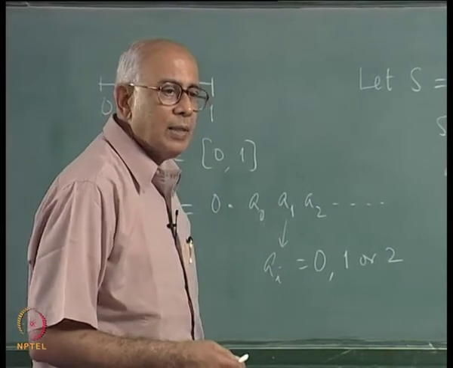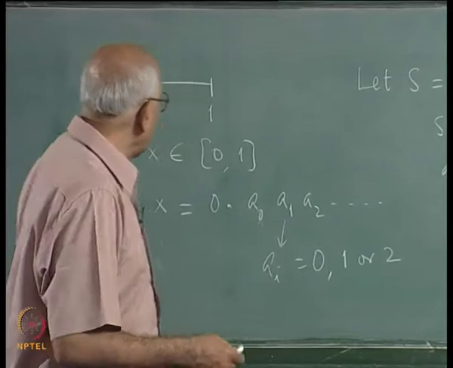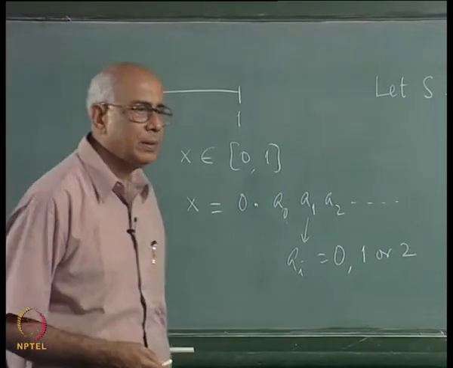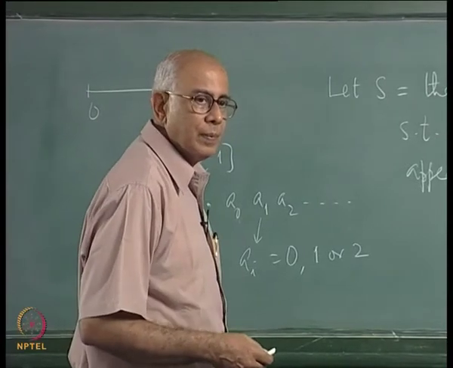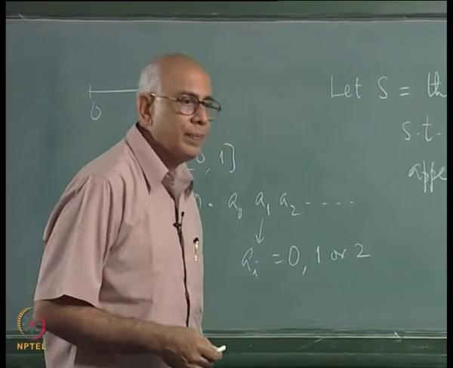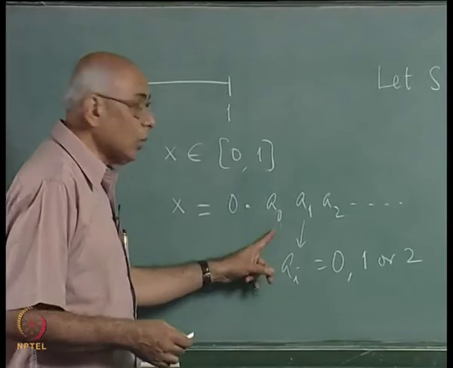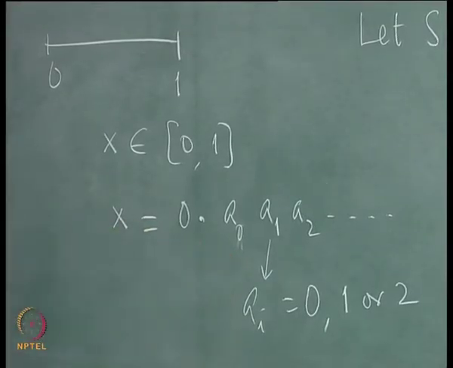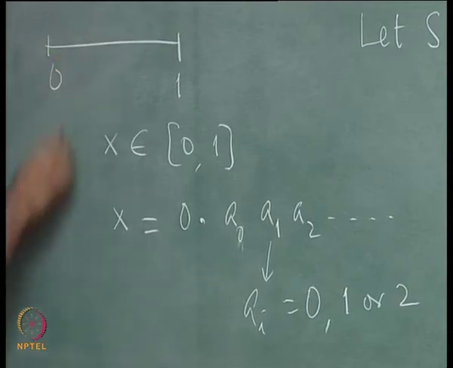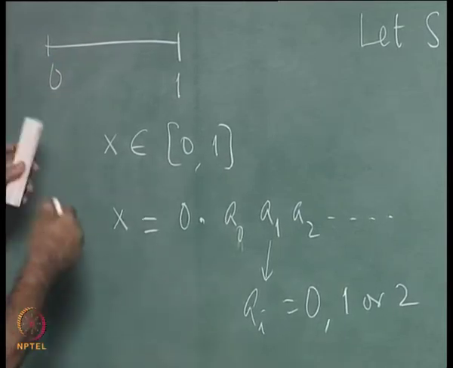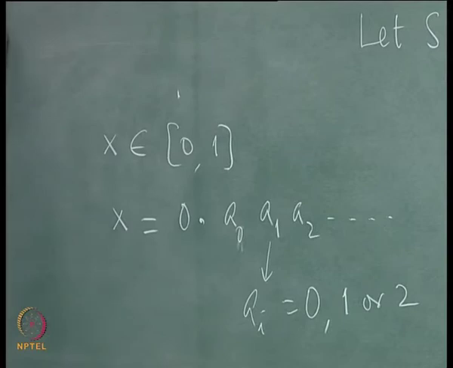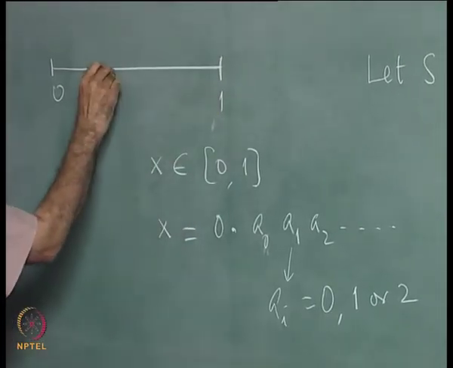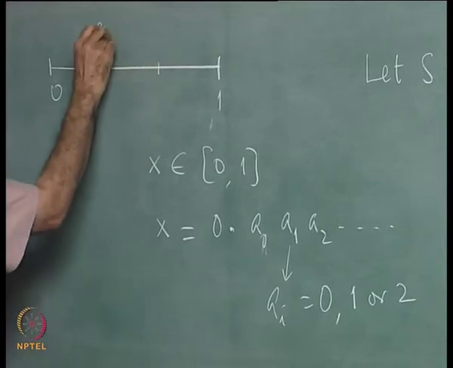Suppose a0 has a 1 there. Then where would it be on this interval? So this is a 0 or a 2, and if it's a 0, this number is less than 1/3. So here's 0, here's 1, this is 1/3, that's 2/3.